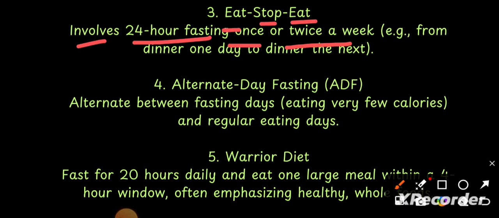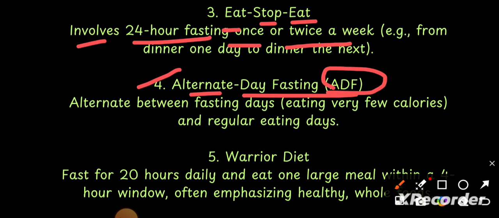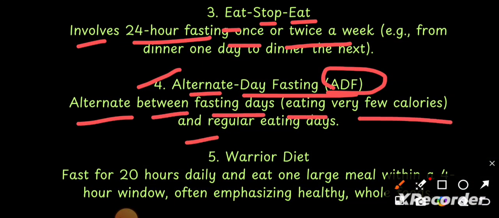And the fourth one is alternate day fasting, ADF. That's called alternate day fasting. It means you're doing fasting on alternate days. You're eating today and you're fasting tomorrow. Again, you're eating the next day and fasting the day after. So this is alternate day fasting: alternating between fasting days, eating very few calories, and regular eating days.